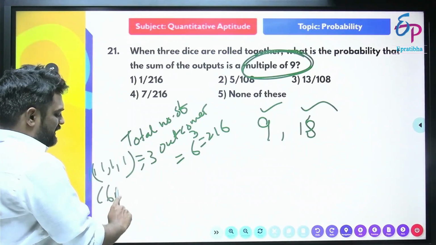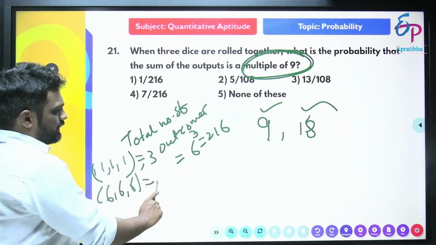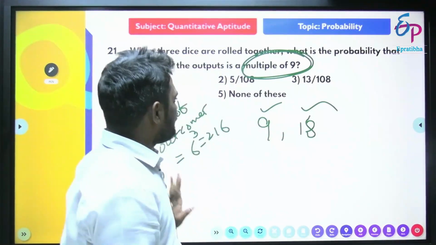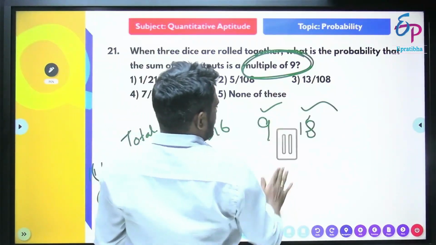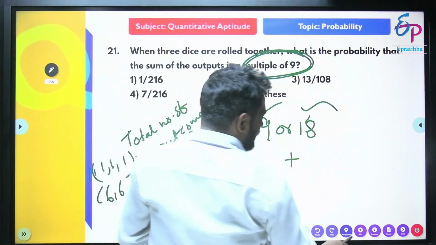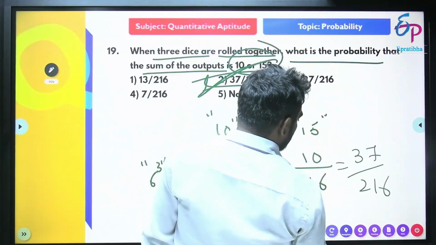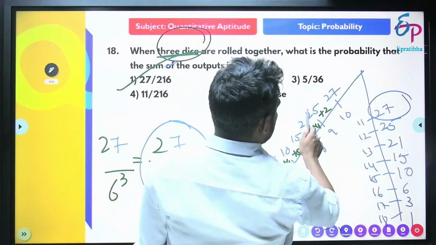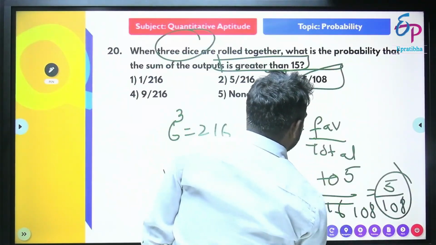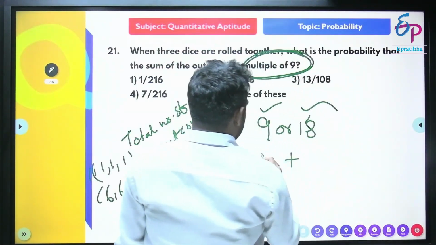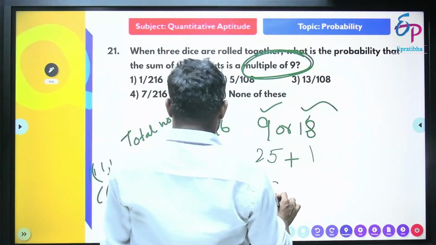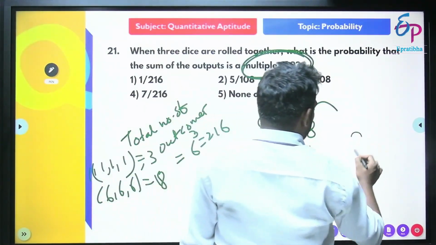Sum should be 6, 6, 6. Maximum it is going to be 18. So it is 9 or 18. Multiples of 9. Or means plus. How many times is it possible for 9? How many outcomes? 9, 25 outcomes. 18, 1 outcome. 25 outcomes, 1 outcome. Total 26 outcomes. 26 are favorable for us.